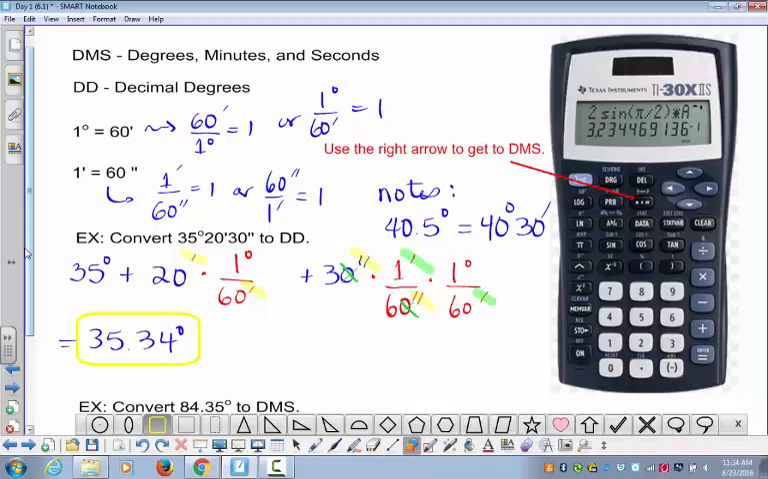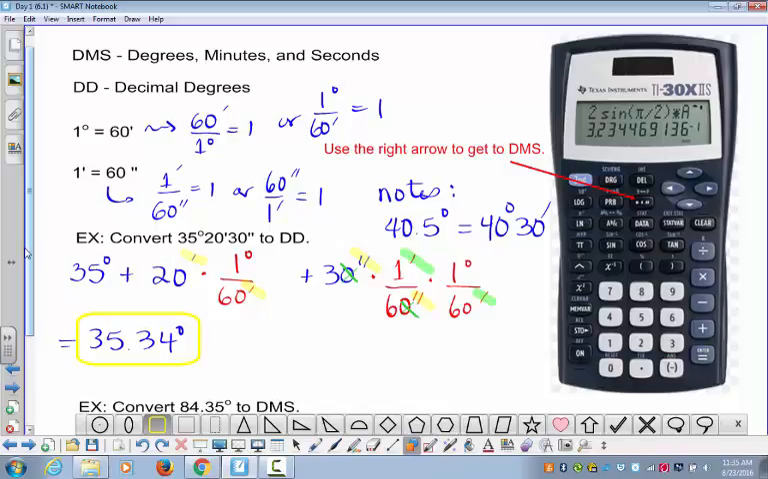If I wanted to enter this using this calculator, and most of them are pretty similar, I would type 35, and then I need that degree symbol. If I click that menu, you're going to see that you can use the left and right arrow keys to get to degrees, minutes, and seconds as units. So I'm choosing the degree symbol, and then I type in 20, go back to that same menu, slide over, choose the minutes, and then type in 30, go back to that menu, slide over to seconds, and then if I press enter, it automatically converts it to 35.34 decimal degrees.